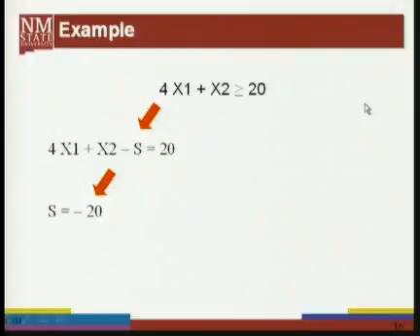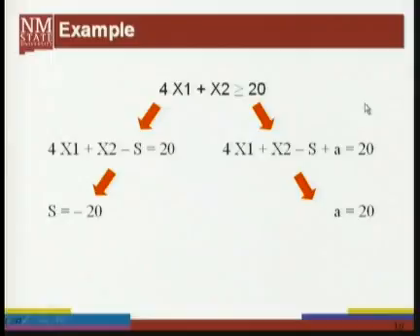If the variable s were used as a basic variable for this equation, we would obtain an infeasible solution, which is s equals negative 20, right? So in this case, we need to add an artificial variable a, like this. And if we let this artificial variable a be the basic in this equation, then we obtain a pseudo-feasible solution with a equals 20. Okay?